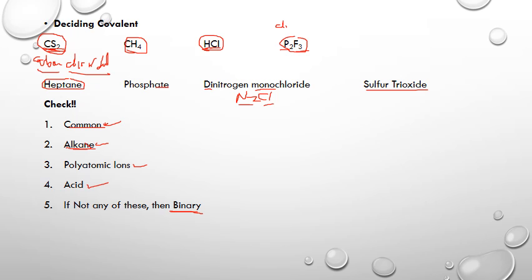The last one, sulfur trioxide. Go through it. It's not common, not alkane, not polyatomic, not acid. It's binary. Another way to tell is because it has prefixes in it. So there's just one sulfur and 3 oxygens, SO3. Don't put a charge on it. All right, so that's it.